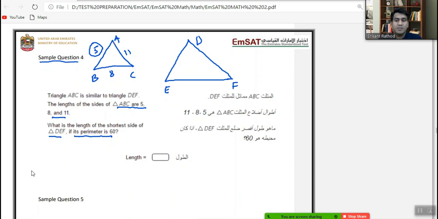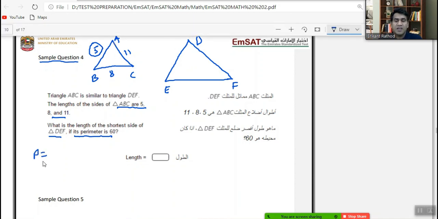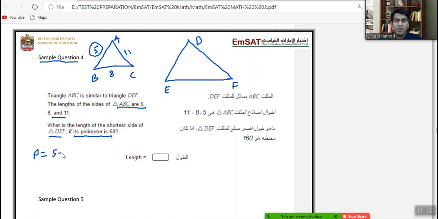What is the perimeter basically? The perimeter of a triangle is basically adding up all the sides. It's 5 plus 8 plus 11. 5 plus 8, what are we going to get here? 13. 13 plus 11 is 24. So the perimeter of triangle ABC is 24 and the perimeter of triangle DEF is 60.